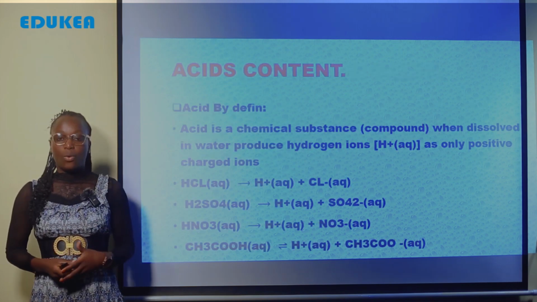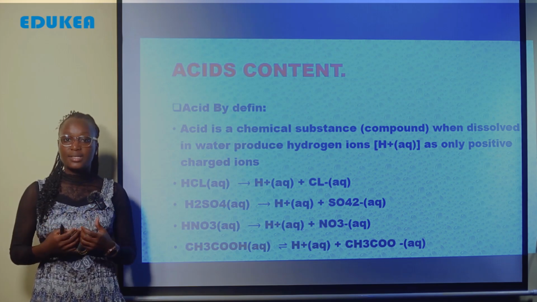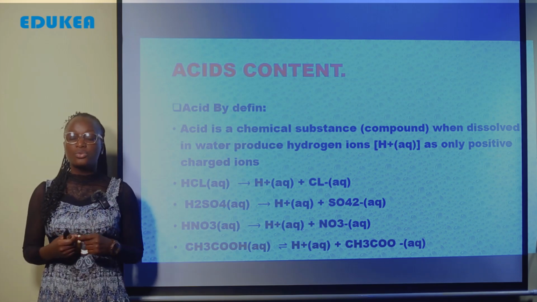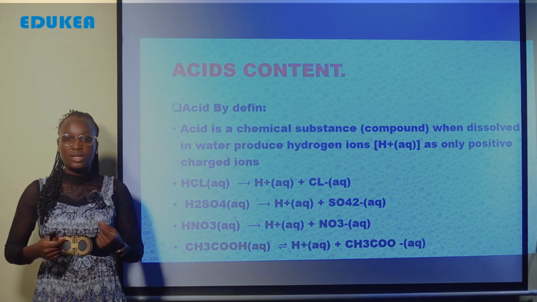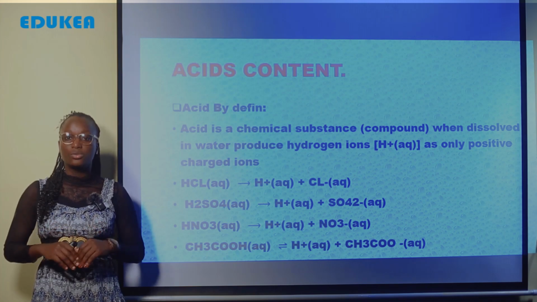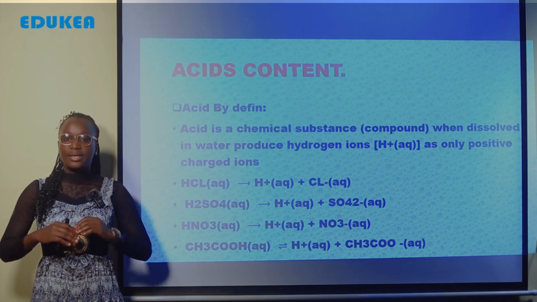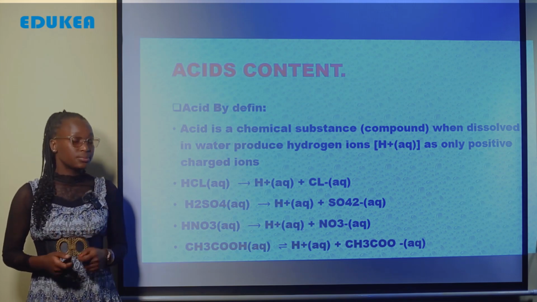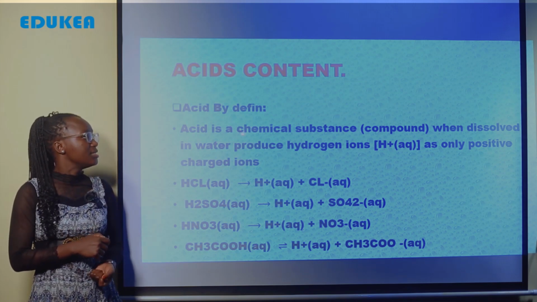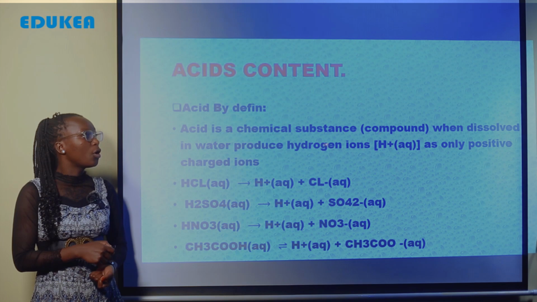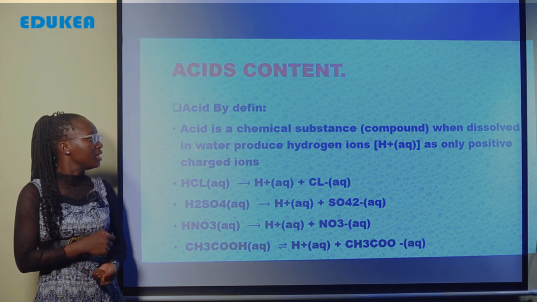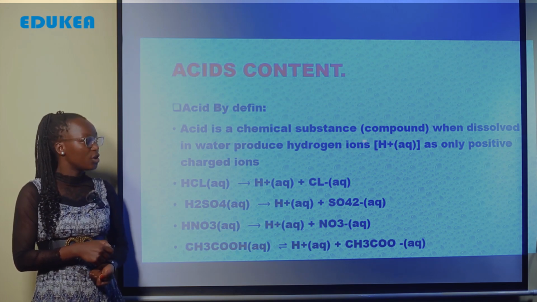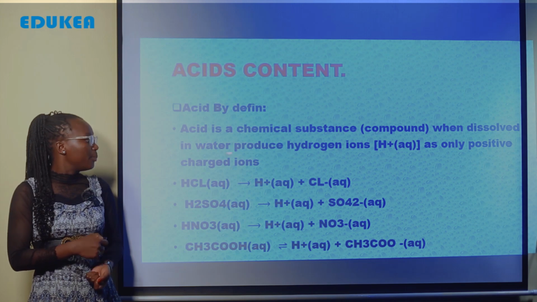When we start with the acid concept, we are going to see what an acid is and what is within the acid. We are going to see more detail about the acid. By definition, an acid is a chemical substance or compound which, when dissolved in water, produces hydrogen ions as the only positively charged ions.